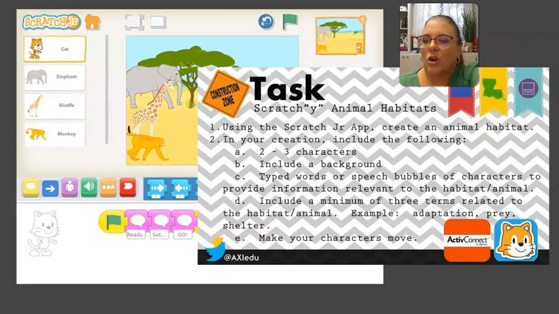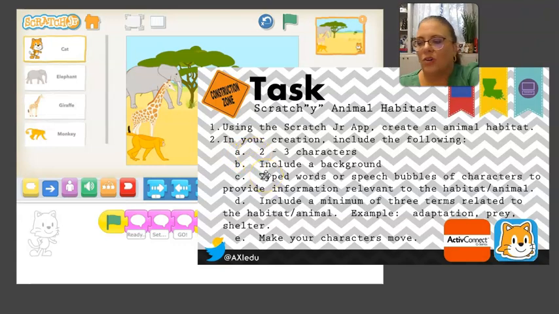So this one is called Scratchy Animal Habitats, and they're using the Scratch Junior app. And if you'll notice in the background, there's not words on these little pieces, but instead they're all color-coded, and there's arrows and numbers. Now they can add words, but this one is just the level down from the regular Scratch. So if your students aren't fluent readers yet, they can still use this particular app. And you'll notice that they have to use 1 to 3 characters.